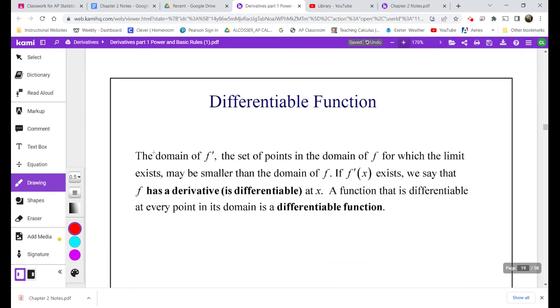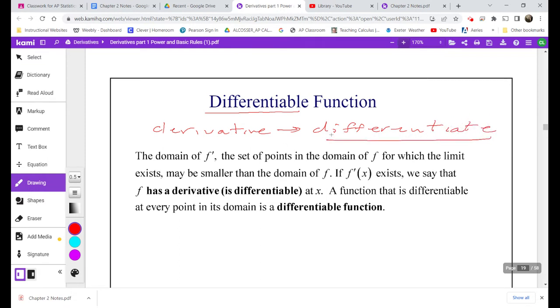So when we find the derivative, we are differentiating it. Differentiate means to find the derivative.